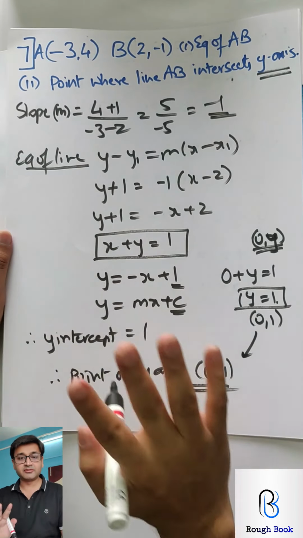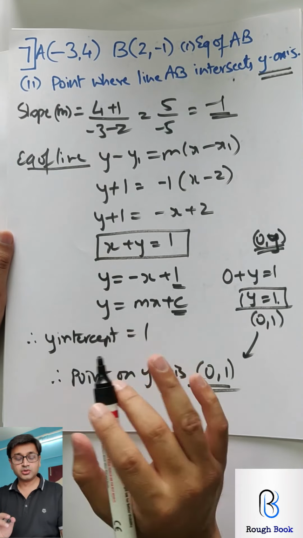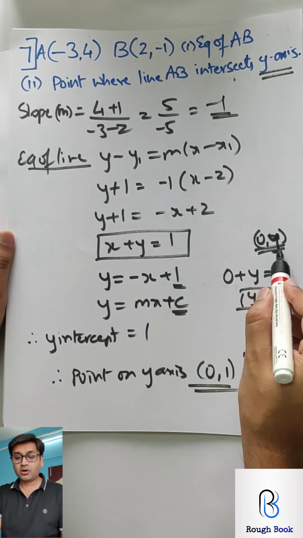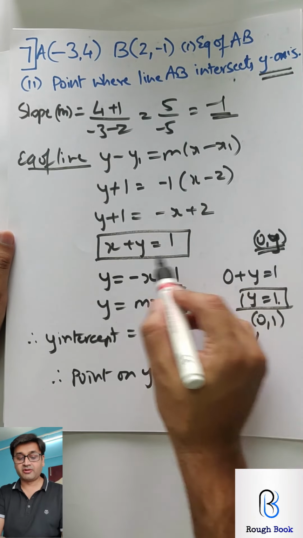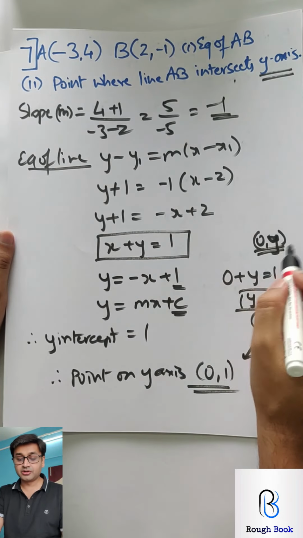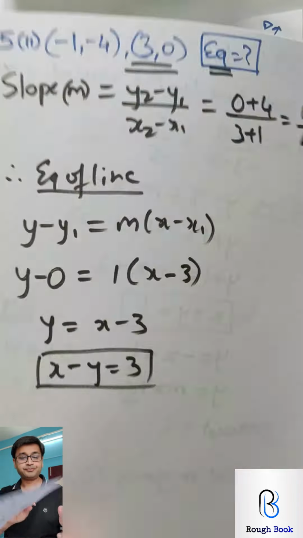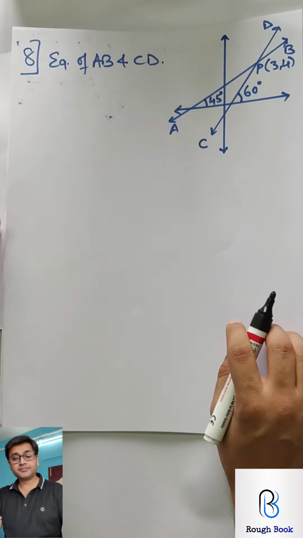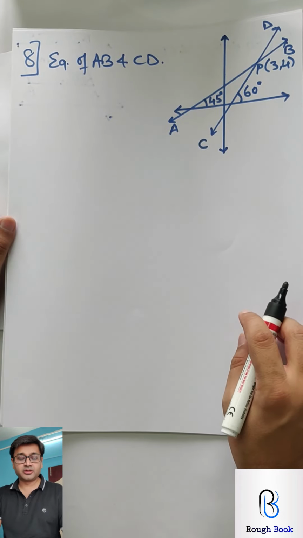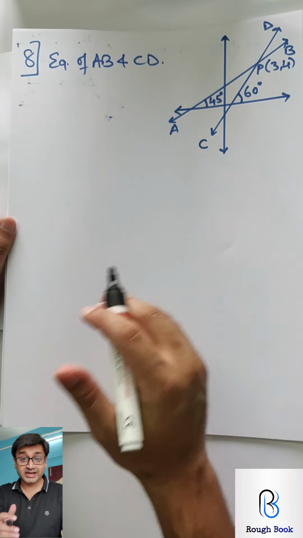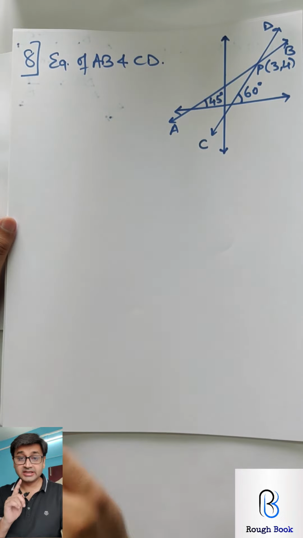So two methods, whichever you feel you are easy with, you use that. Either use the standard format or say the point on the y axis is (0, y), and substitute. So here you're using the first exercise. Okay. Next, 8. 8 is a diagrammatic question. All diagrammatic questions are the easiest ones. Okay, they are easiest ones.